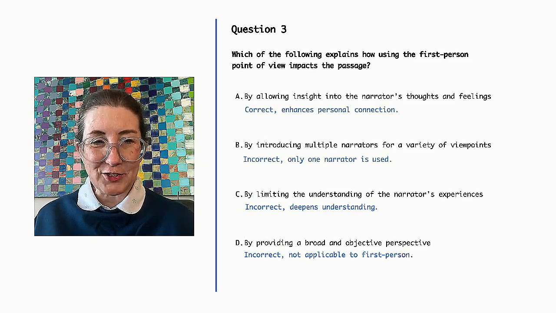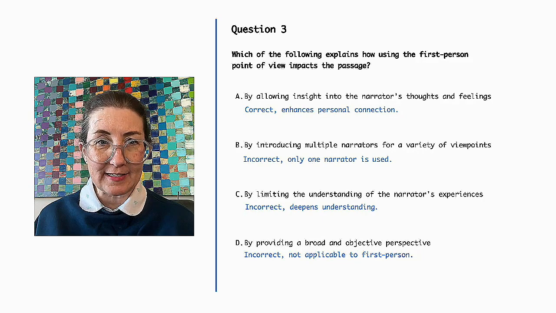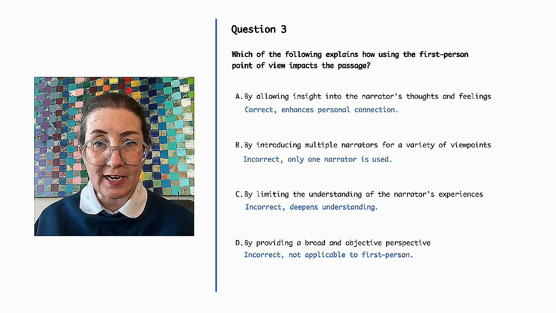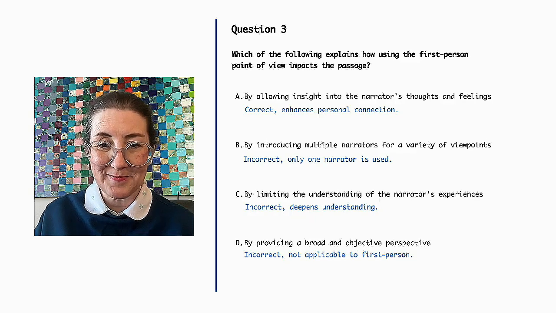Therefore, the correct answer here is A. By allowing insight into the narrator's thoughts and feelings. The first-person point of view lets readers closely follow Ishmael's internal thoughts and emotions, offering a deep connection to his state of mind and his motivations for going to sea.